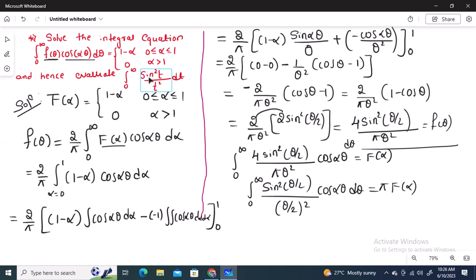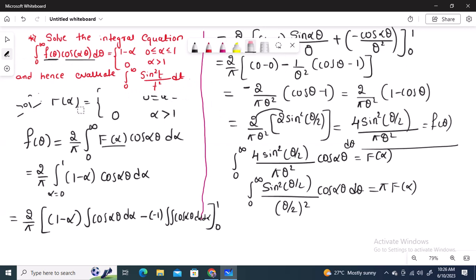This integral looks like sin² t by t² into dt. It is almost the same. sin² θ/2, if I replace it, it is t only. sin² t by t². But this cos αθ is not there in the result. So this cos αθ we have to eliminate. How to eliminate? By substitution method. I'll just take the proper substitution value for θ, then I'll reduce. So simply by looking at the problem, you can see θ/2 is replaced by what? t. Okay, I'll take that substitution only.